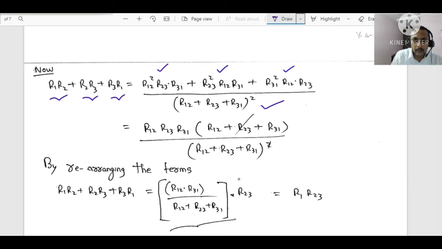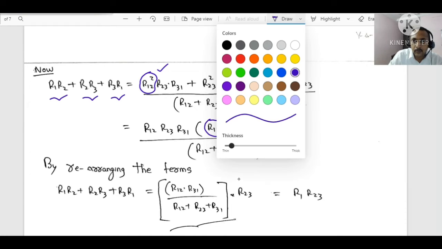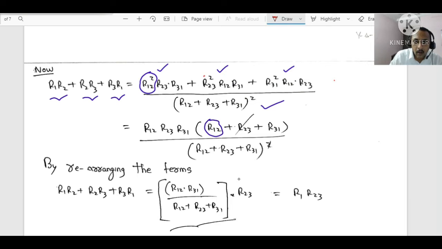Now from the numerator part, you just take out R12, R23, R31 common. For example, from the first term we have R12 square. If R12, R23, R31 are taken out common, what will be left out? This one will be left out. In the second term, which square term do we have? R23 square term. Already taken out common R12, R23, R31, so what is left out? One more term, R23, is left out.